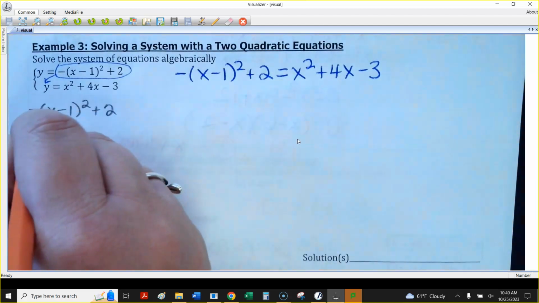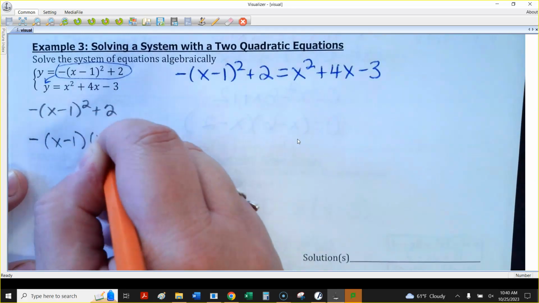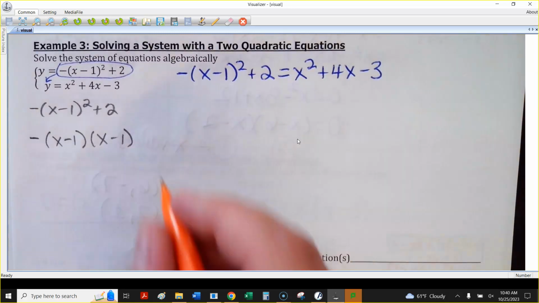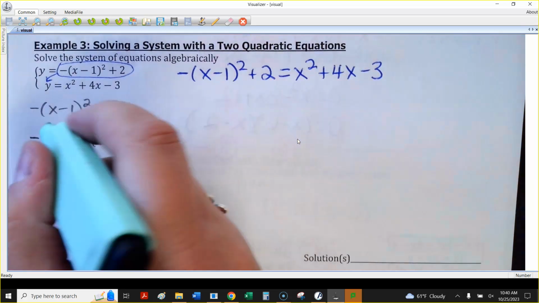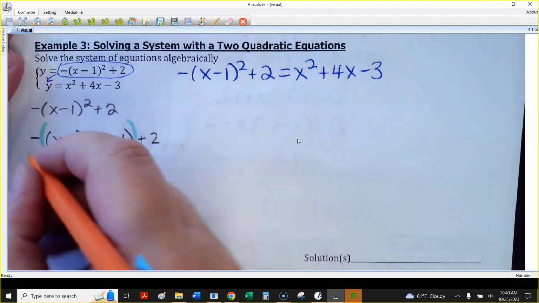Okay, just keep the negative out in front. Remember, if you have x minus 1 squared, it just means you're multiplying it by itself. So you're just going to write it twice. I've got x minus 1 squared, so that turns into x minus 1 times x minus 1. And then I have this plus 2 on the edge. Leave that little negative out in front. That's like a little negative 1. Just FOIL that or box that, however you like to multiply that out first.